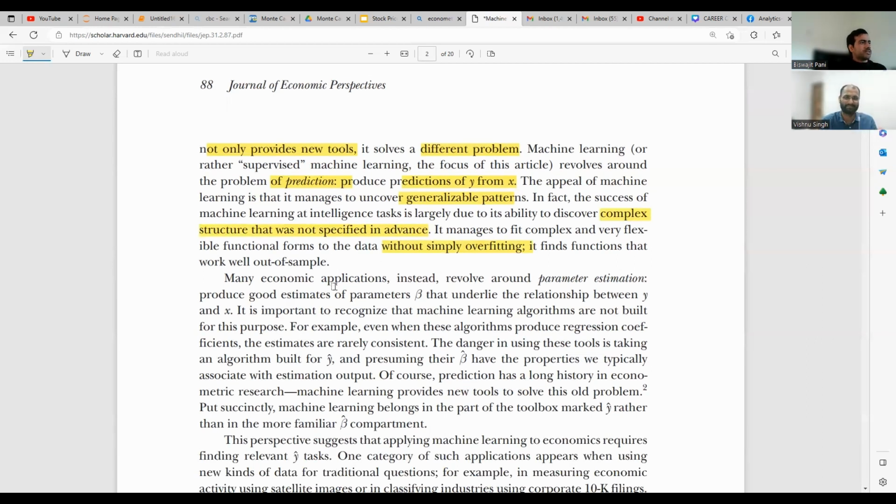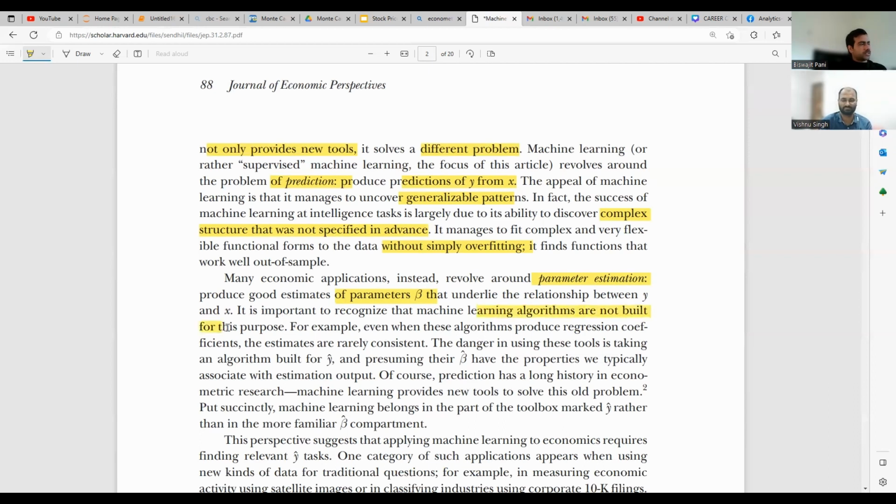Many economic applications instead revolve around parameter estimation. That's what we also discussed. Statisticians are only concerned about the X variables producing good estimates of the beta parameters that underlie the relationship between y and x, the dependent variable and the independent variable. It is important to recognize that machine learning algorithms are not built for this purpose.